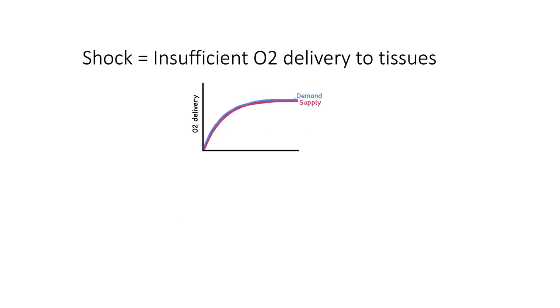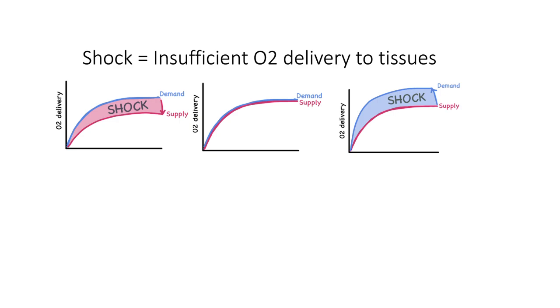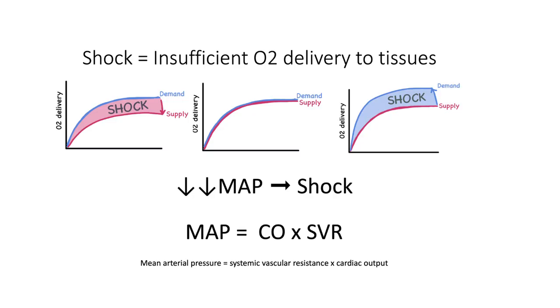Shock occurs when oxygen supply is not sufficient to keep pace with oxygen demands. Adequate mean arterial pressure, or MAP, is necessary to deliver sufficient oxygen to organs. Therefore, abnormalities that decrease MAP are responsible for shock physiology. MAP is best described by the equation MAP equals cardiac output times systemic vascular resistance, or SVR.